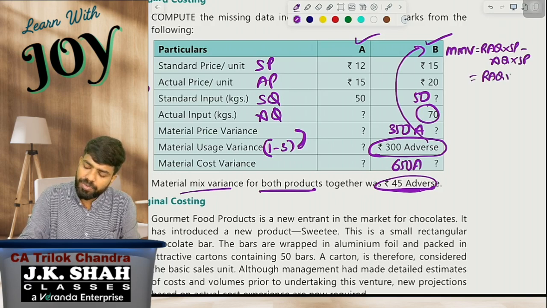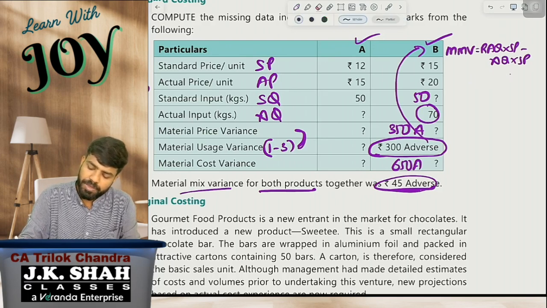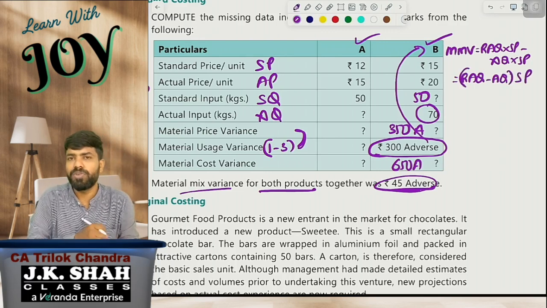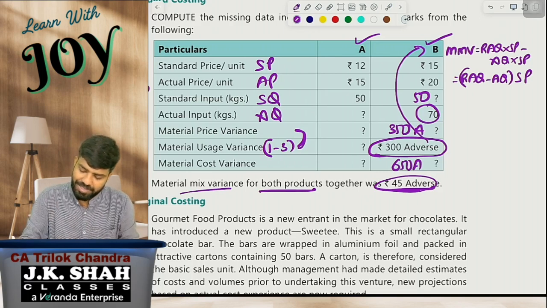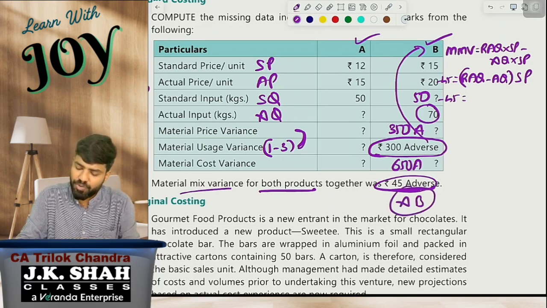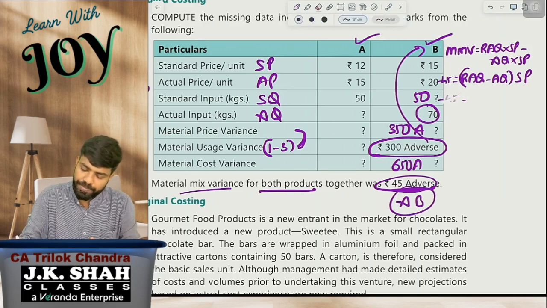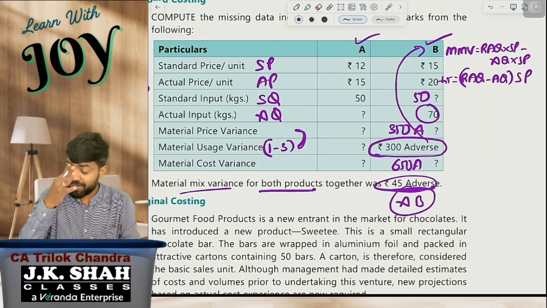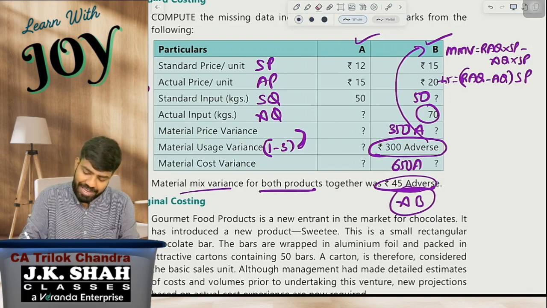So RAQ minus AQ into standard price. Material mix variance is adverse 45, negative 45. So negative 45 equals, here 45 rupees is for both A and B, so we have to take both A and B. Actual quantity is unknown. Now we have to write A separately and B separately. Actual quantity of A is unknown, so we can take it as X.